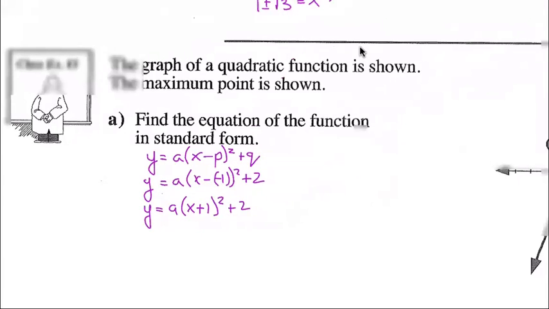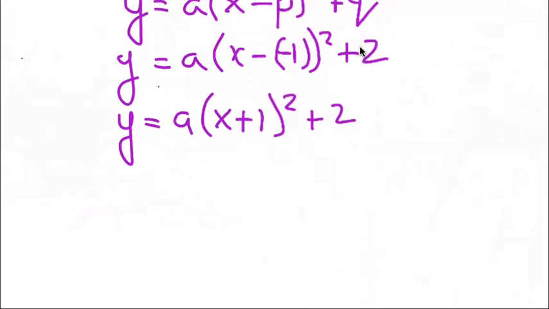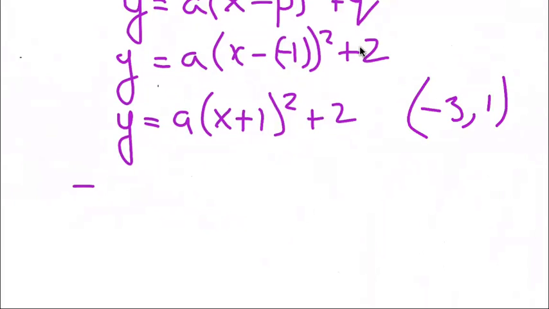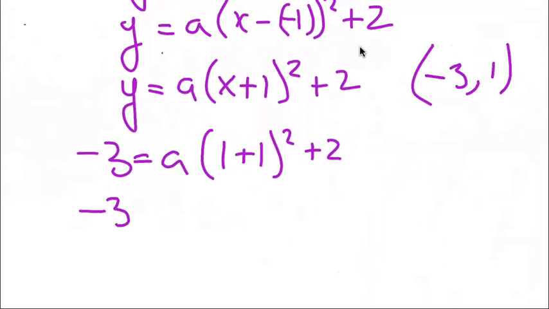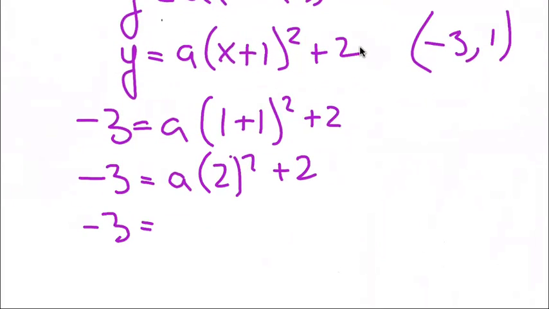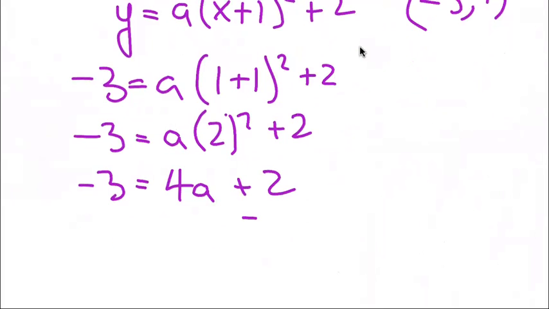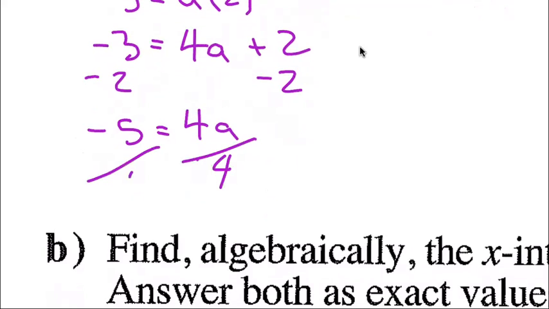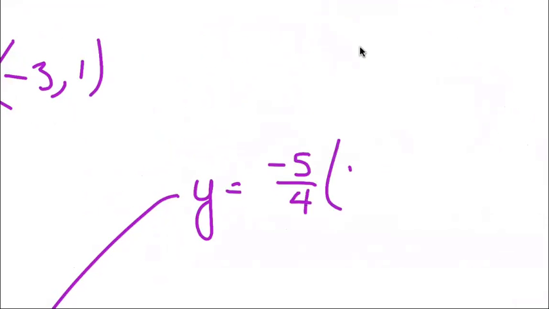And now we substitute our other point because it gave you another point, negative 3 and 1. So this is negative 3 is equal to a bracket 1 plus 1 squared plus 2. Negative 3 equals a. 1 plus 1 is 2 squared plus 2. 2 times 2 is 4, so 4a plus 2. Now solve for a. Subtract 2 from both sides. That's negative 5 is equal to 4a. Divide by 4. So a is equal to negative 5 over 4. Now you can rewrite your equation using a, negative 5 over 4, bracket x plus 1 squared plus 2.